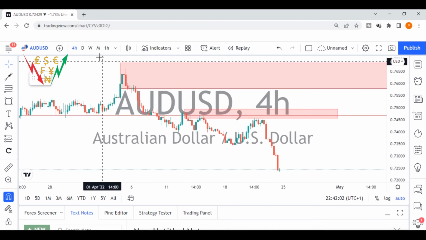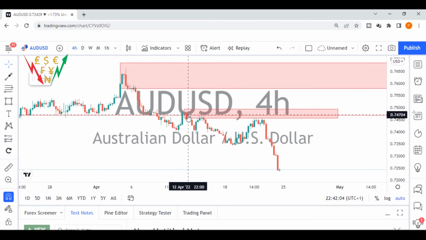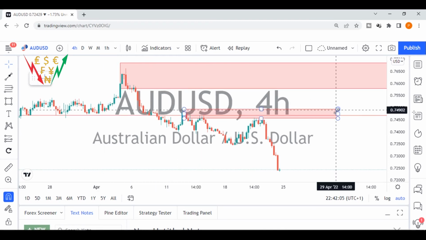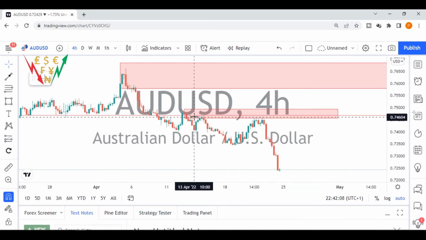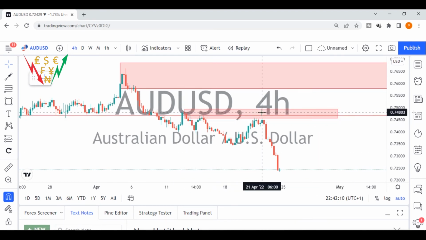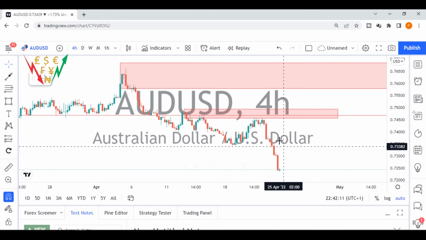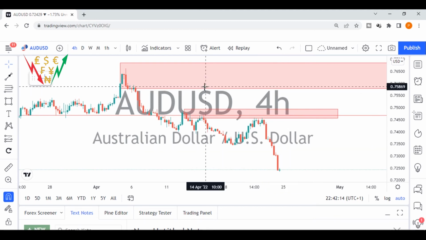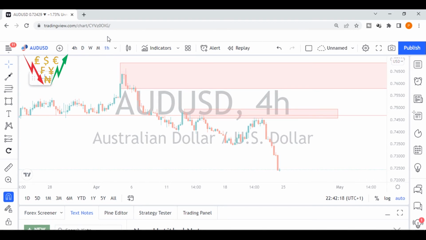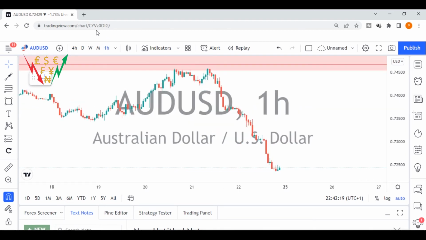But other traders could highlight this zone as an unmitigated zone and wait for price to come back into the zone to get some form of sniper entries, which is a very cool thing to do. Okay, so moving further, guys, let's see what we have on the 1-hour chart.